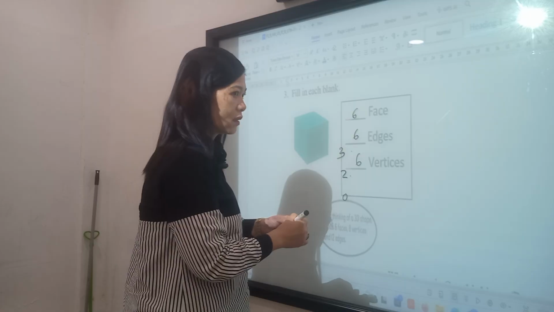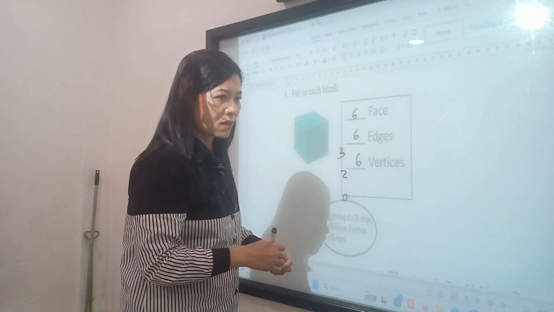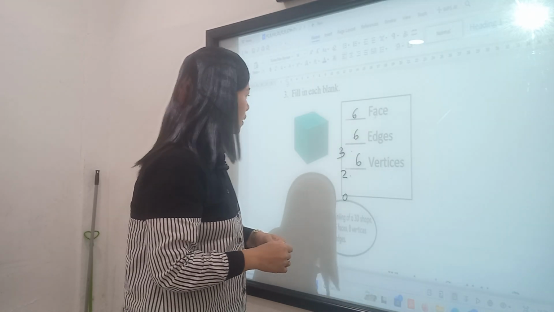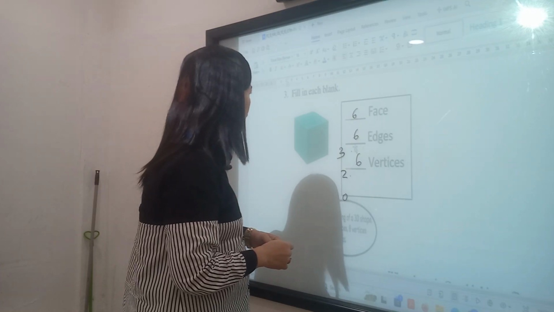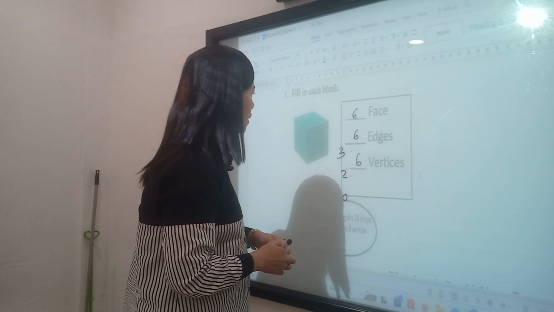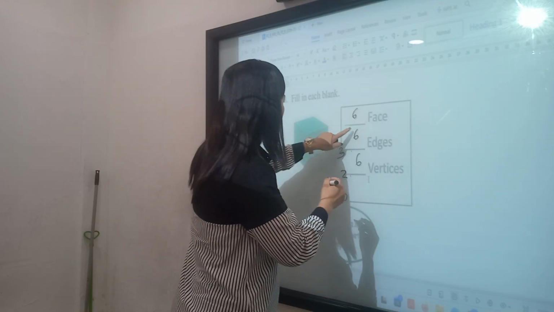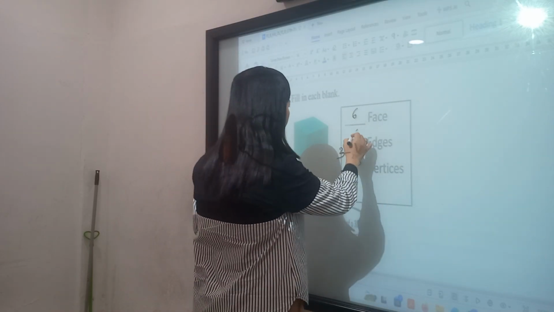Okay, Miss, I think you need to learn more about this because the answer is not correct actually. The faces is already correct, but the edges and vertices are not correct. The edges must be 12 and the vertices must be 8. It's okay, no need to fix this one.